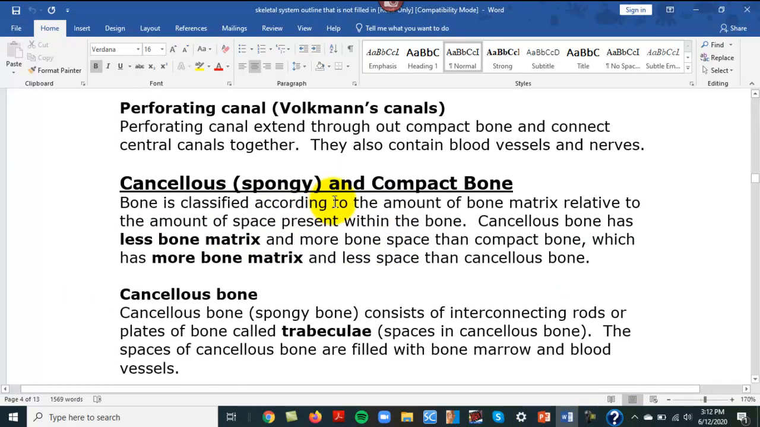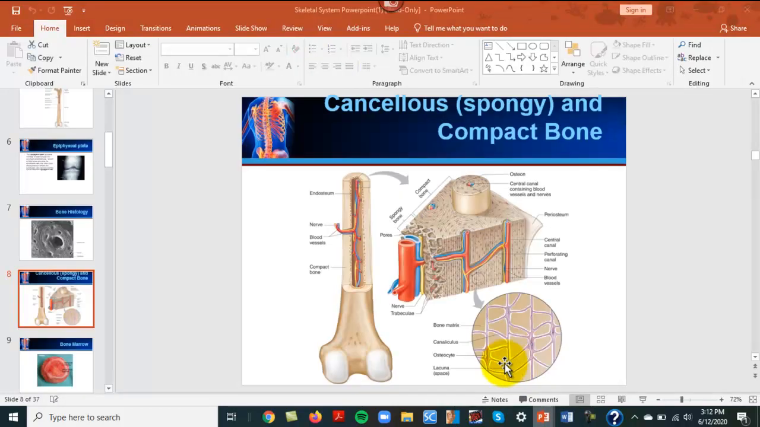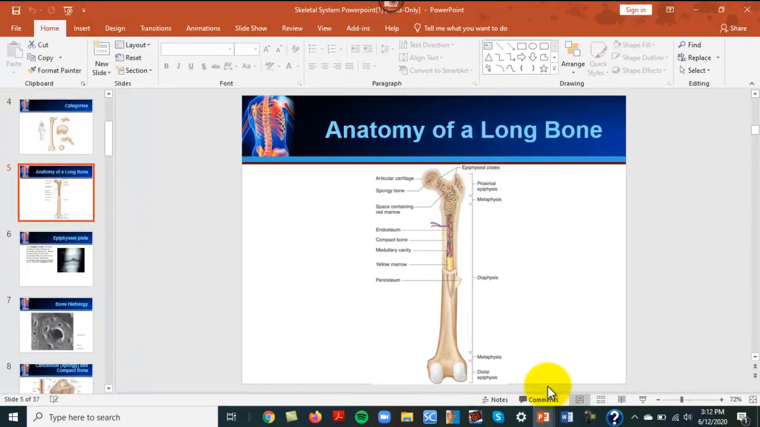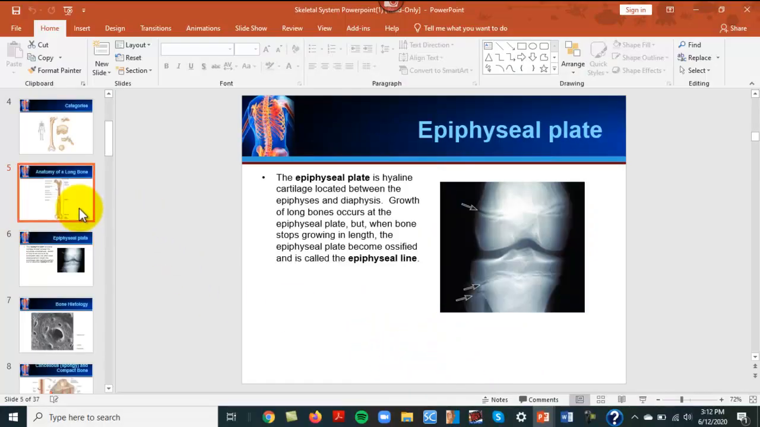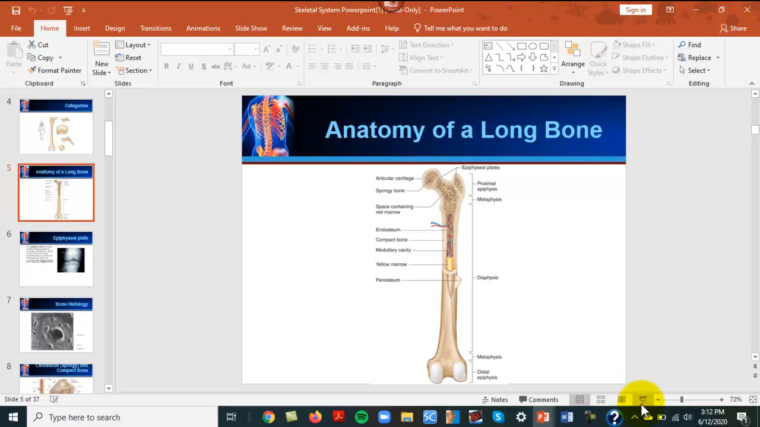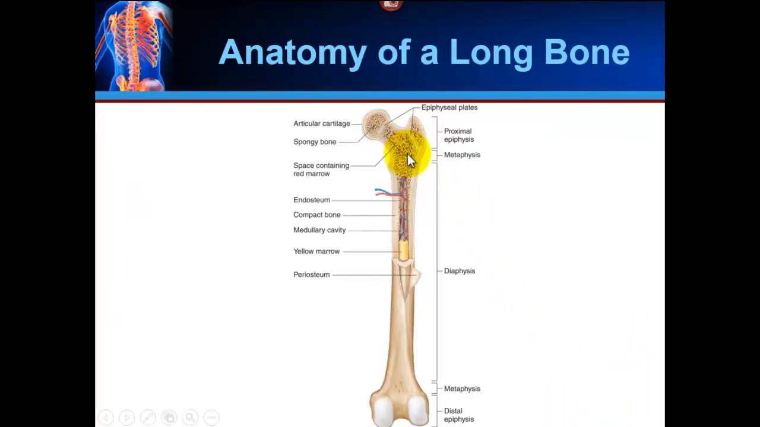Cancellous or spongy bone and compact bone. So spongy bone has more spaces in it. The spaces are called trabeculae. See if I can make this bigger. Well, anyway, make it big again. See the spaces in there? That's spongy bone. And all bones have a core of spongy bone and then a layer of compact bone on the outside. Now these long bones have hollow areas called the medullary cavity. But that's the general setup for a bone. There's a core of spongy bone followed by a thinner layer of compact bone on the outside.